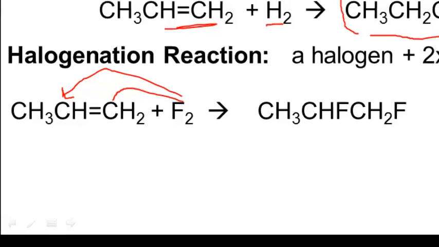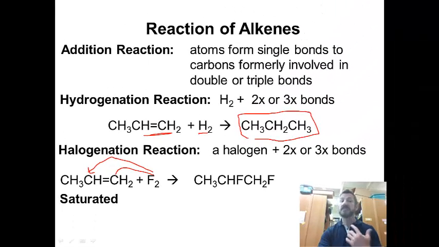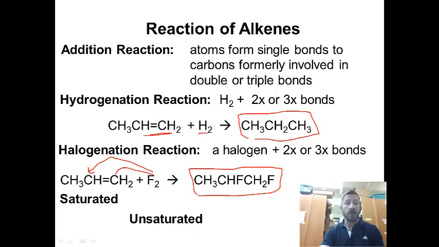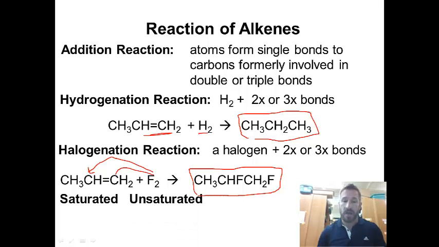So a couple of important terms here. One is the idea of saturated. Saturated would be the products here. Both of these products would be considered saturated because they're holding as many atoms as they can hold. Another term would be unsaturated. Remember, unsaturated refers to the ones where we have double or triple bonds. They're unsaturated because they can hold more atoms, be they hydrogens or halogens or another atom.